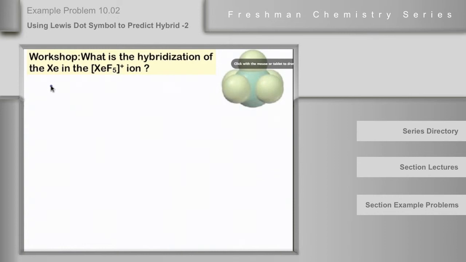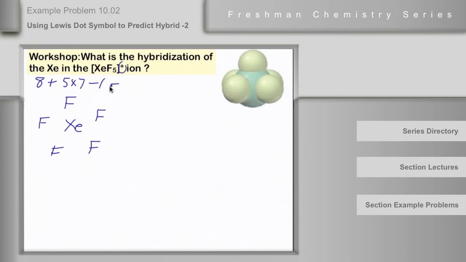First of all, in order to get the Lewis dot structure, we talk about the topology. Xenon is less electronegative than fluorine, so it goes in the middle. And the fluorines go somewhere around the outside, like that. Now, if we add up the electrons, xenon has 8 valence electrons. Each fluorine has 7. So 8 plus 5 times 7 minus 1 for the cation. And that gave me 42.